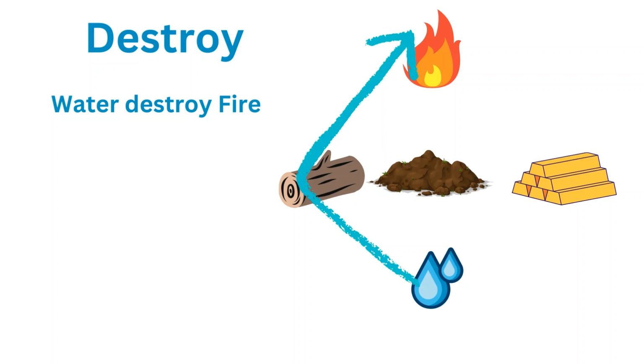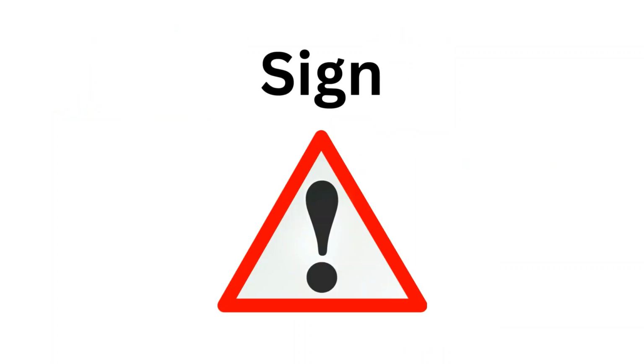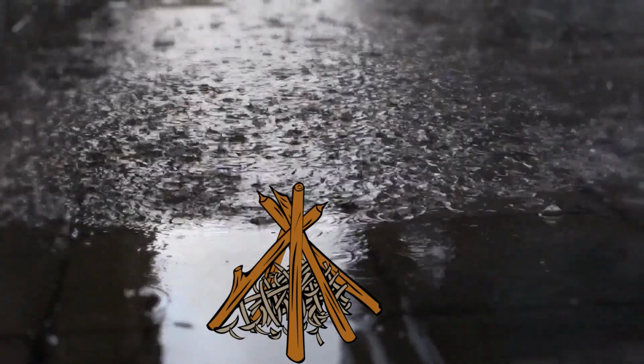For example, according to the principle water destroy fire, if water is overwhelmed, fire will be over-repressed. As a result, we will see a relevant sign: an image or a scene indicating that fire is difficult to ignite.